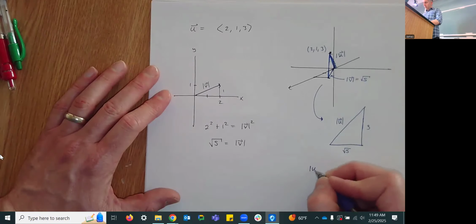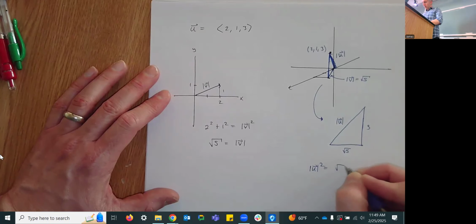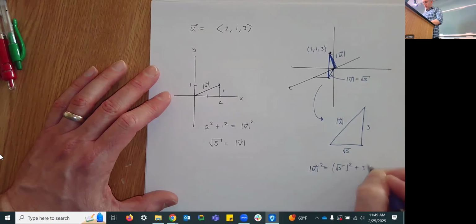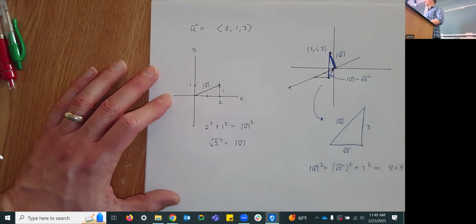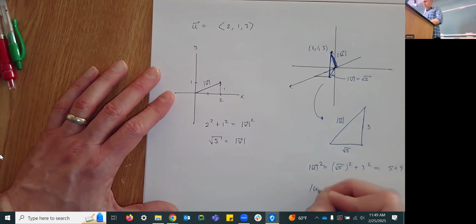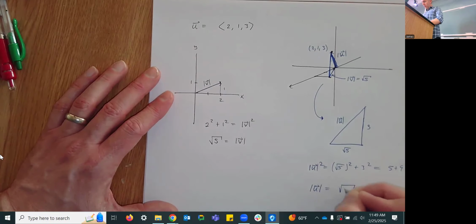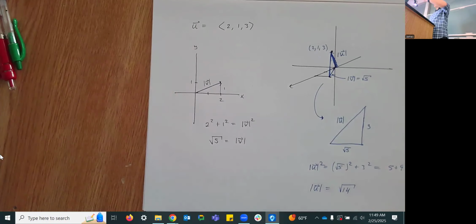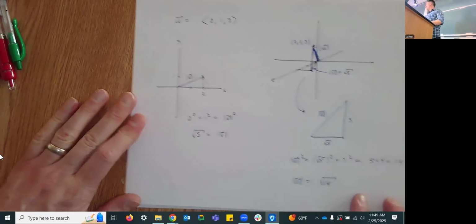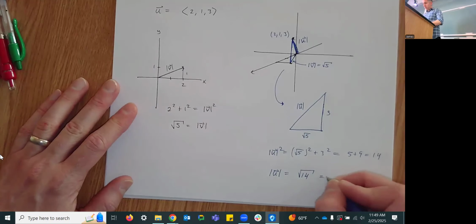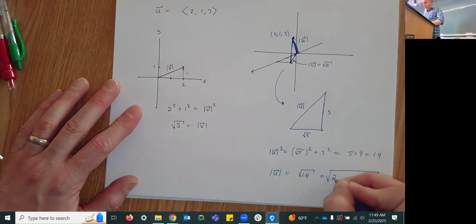So the magnitude of u squared is the square root of 5 squared plus 3 squared, which is 5 plus 9, which is 14. So the magnitude of the vector u is the square root of 14, which I want you all to recognize is equal to the square root of 2 squared plus 1 squared plus 3 squared.